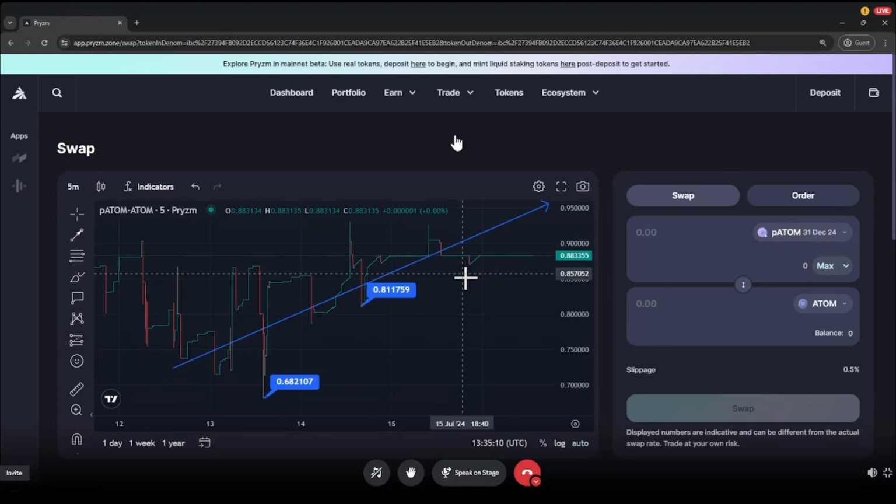And this works for Injective, this works for Osmo, this works for Luna. So does that hopefully explain to people why pATOM is a discount token or a fixed yield token, and how it works a little bit? Hopefully. Give me a thumbs up if it's worked. The ones and twos. Yeah.